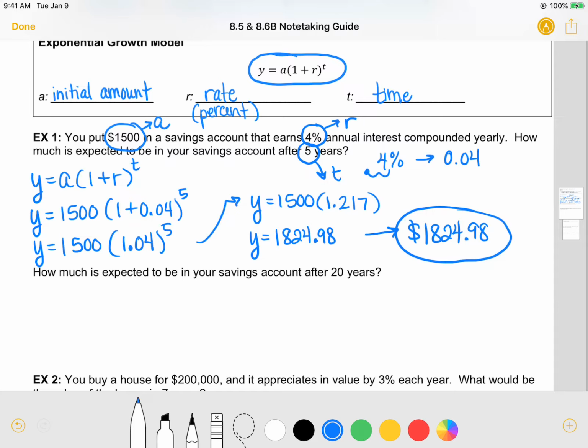Pretty cool. Now, how would the equation change here if we leave that money in the savings account for 20 years? Okay, so we still have the same interest rate. So for part B here, instead of leaving it in for 5 years, how much will we have if we let the bank borrow our money for 20 years?